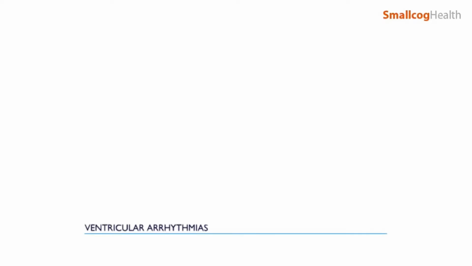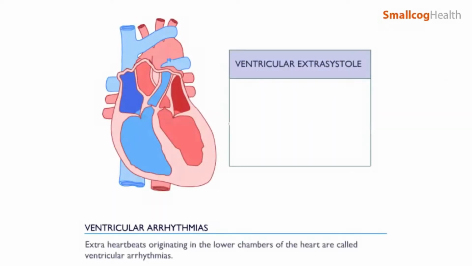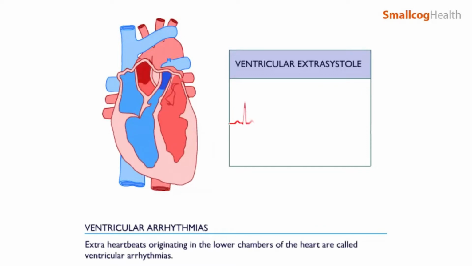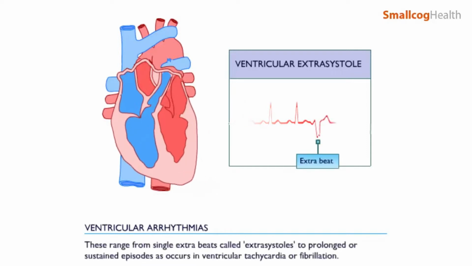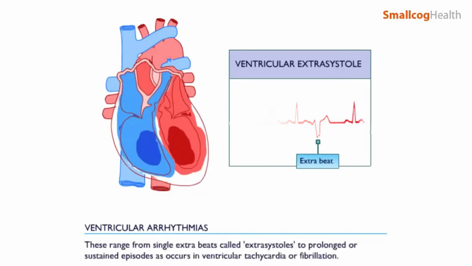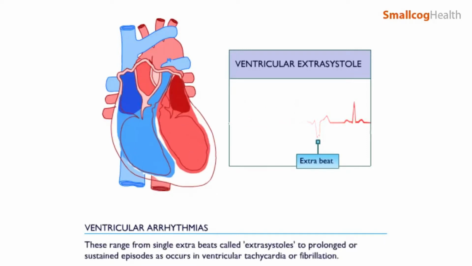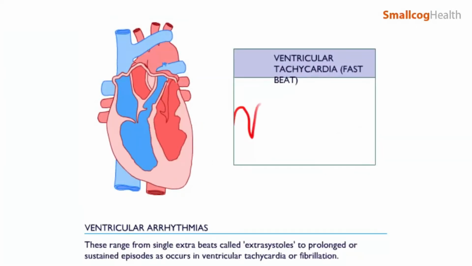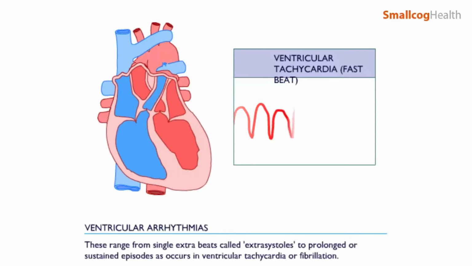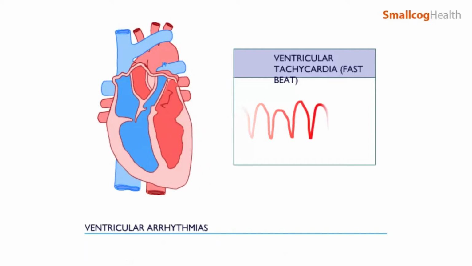Ventricular arrhythmias. Extra heartbeats originating in the lower chambers of the heart are called ventricular arrhythmias. These range from single extra beats called extrasystoles to prolonged or sustained episodes, as occurs in ventricular tachycardia or fibrillation.